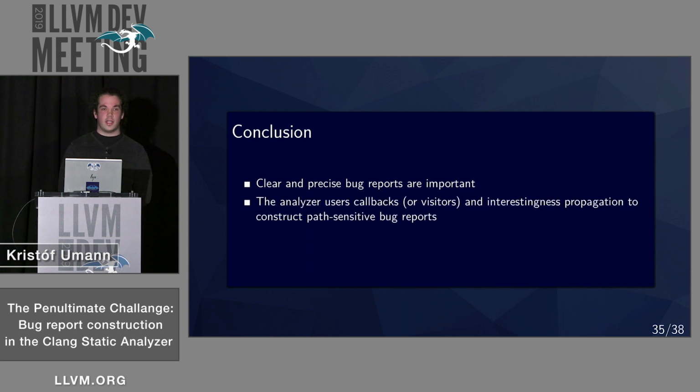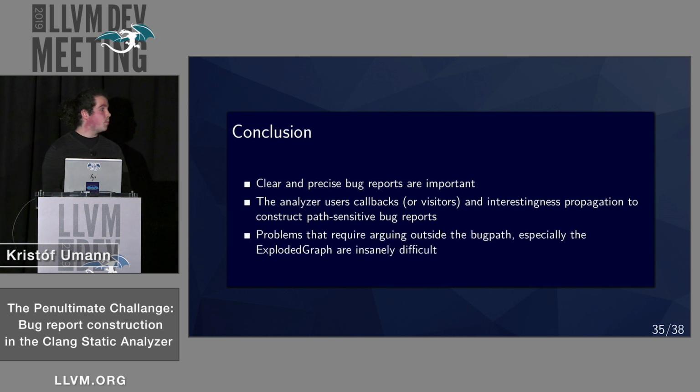We talked about, in a nutshell, how the analyzer works. And we talked about how the results of this analysis are later turned into bug reports with the use of bug reporter visitors and interestingness propagation. We also talked about, in our still remaining challenges, that in order to argue outside of the bug path, we have big difficulties in doing that. And we oftentimes think we have to basically re-implement symbolic execution to do it properly.